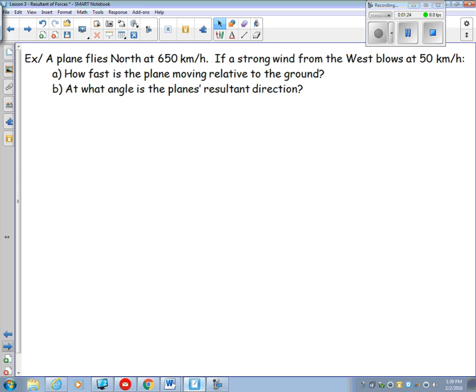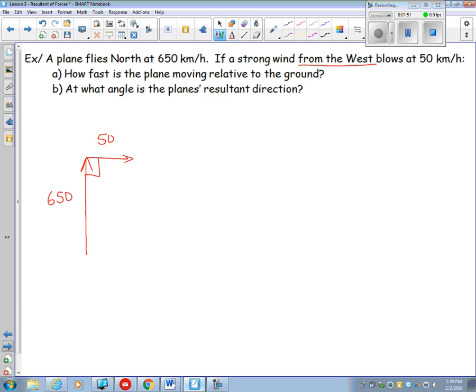We've got a plane flying north at 650 kilometers an hour. So it's going this direction, right? 650. So we've got a wind blowing from the west. Okay, so if it's blowing from the west, it's actually going towards the east, right? So like that. And because one was north and one was west, we know these actually form a right angle. And that's 50 kilometers an hour. How fast is the plane moving relative to the ground?